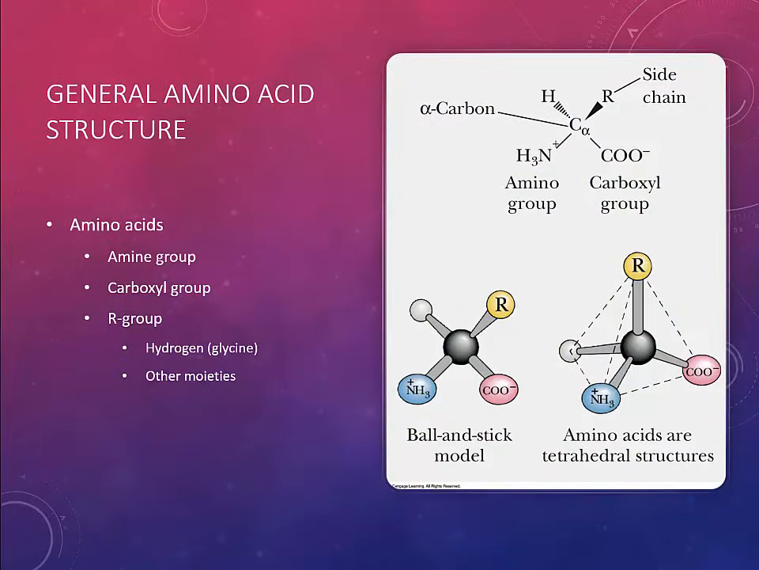In addition to chirality, amino acids all have the same general structure. There is an amine group that's the NH3 and a carboxyl group that's the COOH. Remember your functional groups. These groups may or may not be protonated, as we'll see. Also, each amino acid has a side chain, or R group, that defines the characteristics of the amino acid. Glycine has only hydrogen, but it is still an R group in this case.